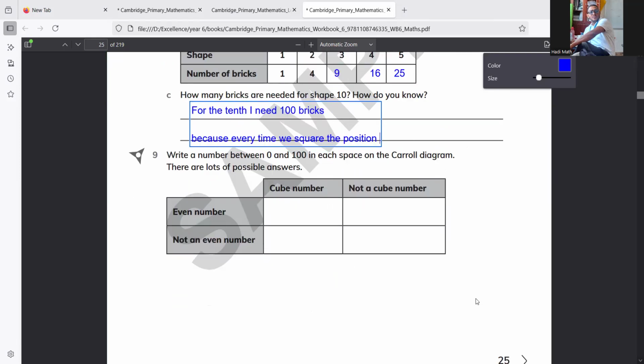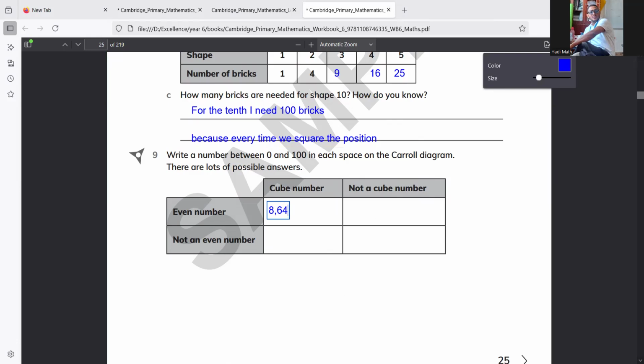Let's go to question 9. They say write a number between 0 and 100 in each space on the Carroll diagram. There are lots of possible answers. Okay, let's go. They say here even number that's a cube number. But we said between 0 and 100. We look at the cube numbers between 0 and 100 that are even numbers. We have 8 is a cube number and it's an even number. What else? We have 64.